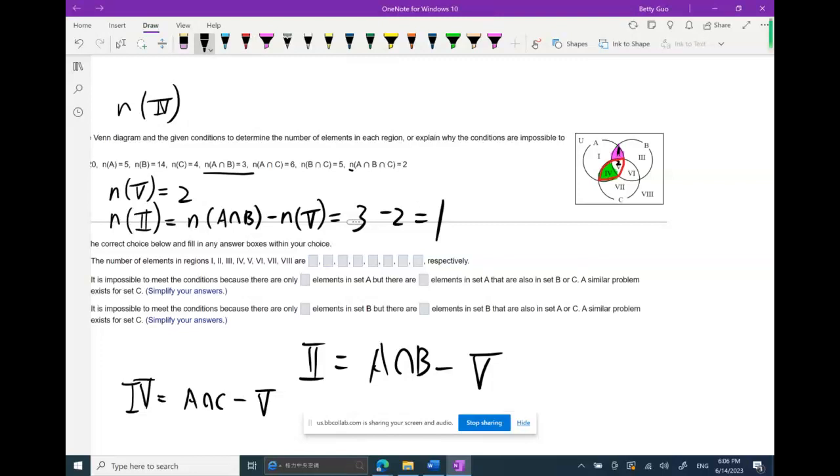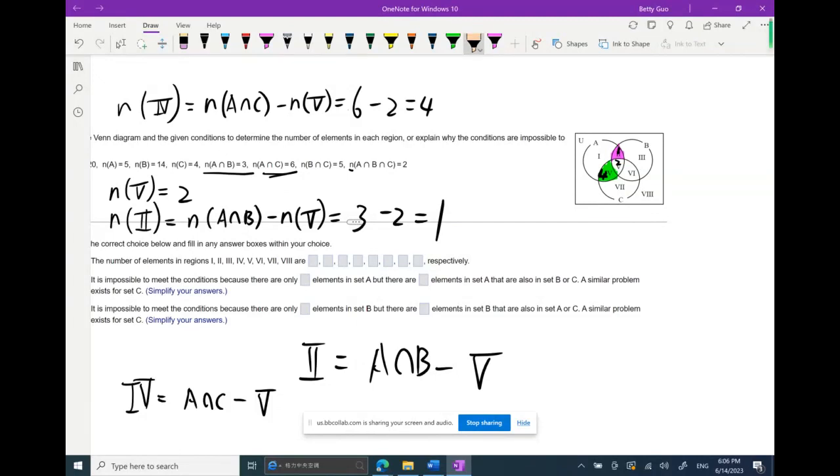So the cardinal number of 4 would be the cardinal number of A and C minus the cardinal number of V. The cardinal number of A and C is given right here, 6. 6 minus the cardinal number of 5, which is 2, we have 4. So now we know in the green region we have 4 elements.